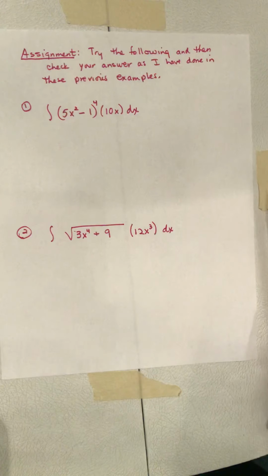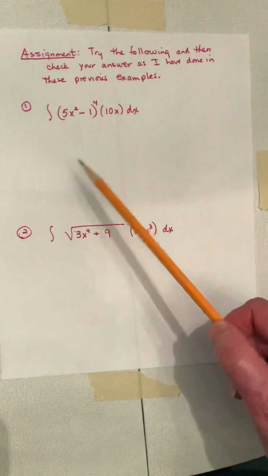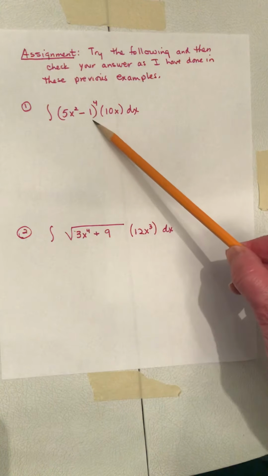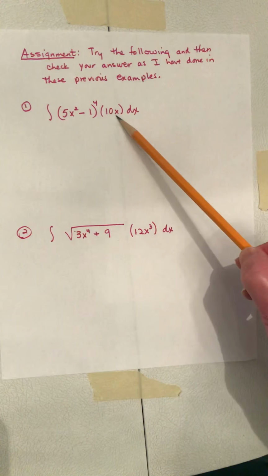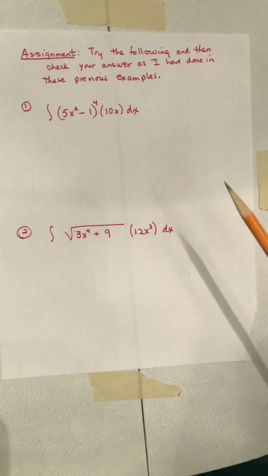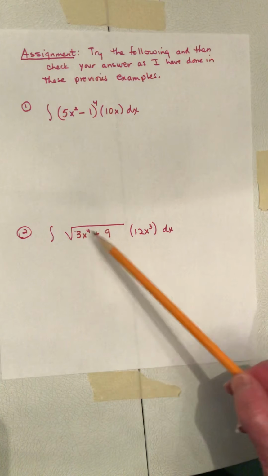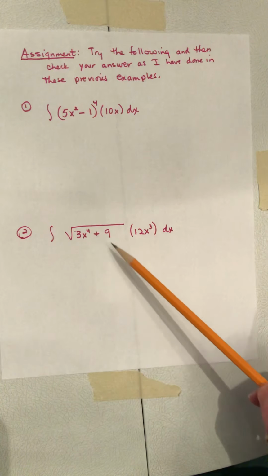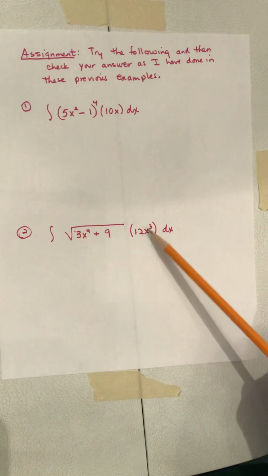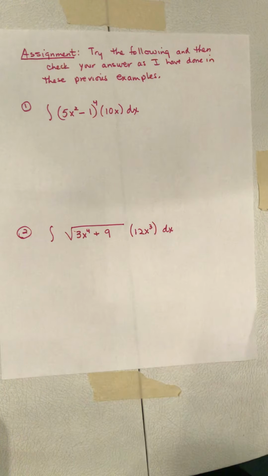So we have the integral of (5x squared minus 1) to the 4th power times 10x dx. That's the first one. And the second one is the integral of the square root of 3x to the 4th plus 9 times the quantity 12x cubed dx. So those are the only 2 problems I have for today.